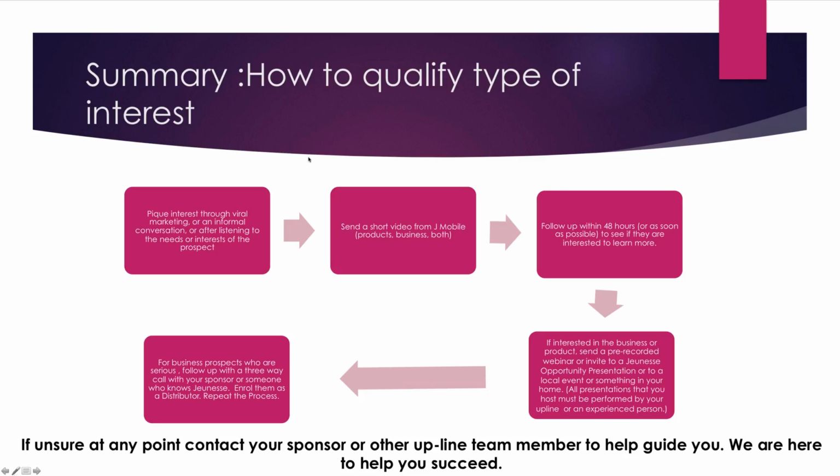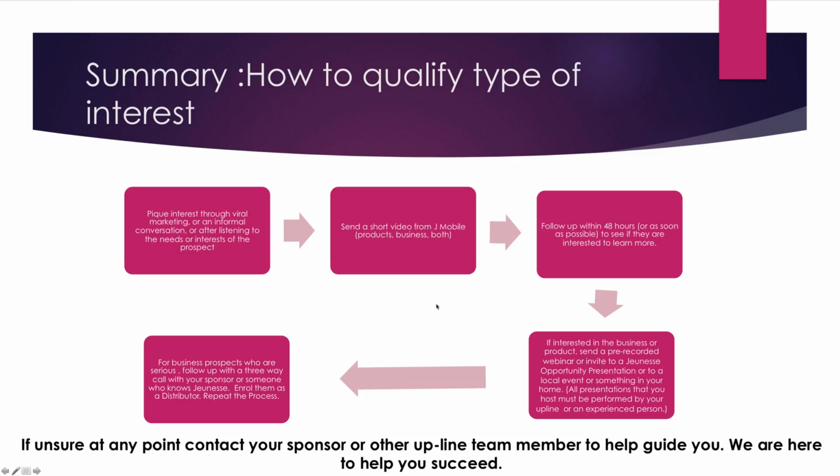So the first thing on the left-hand side, what we say to people is, number one thing you do is pique interest through viral marketing or an informal conversation. So you could be in a bar, in a restaurant, or a party, and you'd be talking to someone, and you listen to their needs and their interests. And once they're interested and you've got their details, then you send them a short video from J Mobile. You don't have to tell them anything about Jeunesse. Just send them a short video to pique their interest.